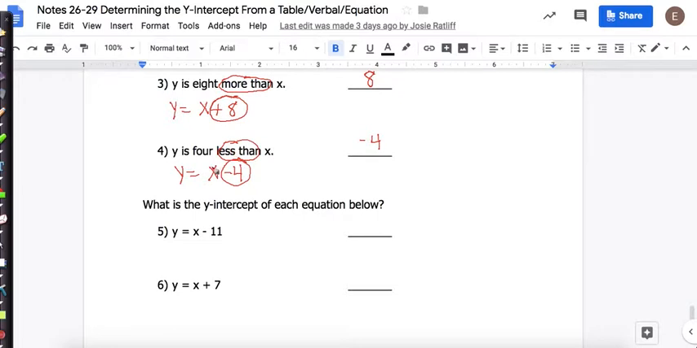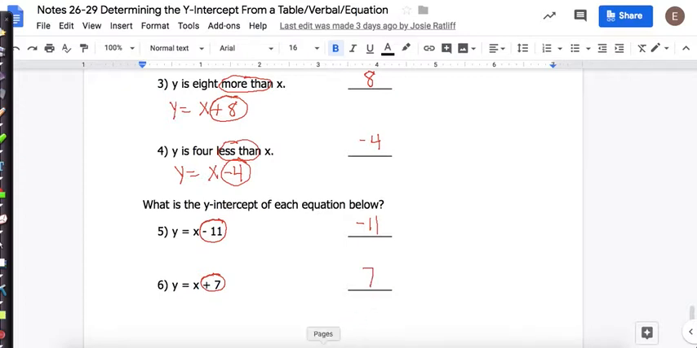Now, we can use the strategy we just learned here because all of these are in y equals x plus b. So if we look at the ending, that tells us it ends with -11, so that means it crosses the y-axis at -11. So the y-intercept is -11. And the last one, the ending is +7, so that means it crosses the y-axis at +7. Therefore, the y-intercept is 7.